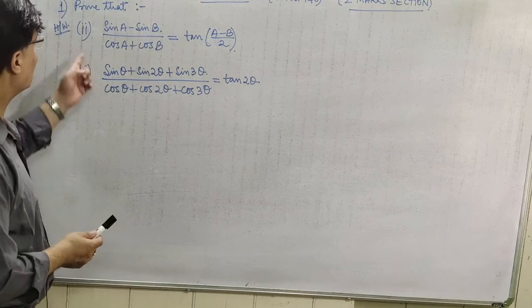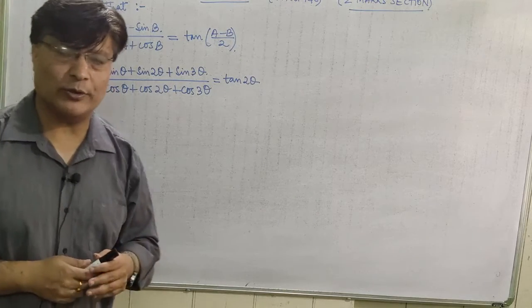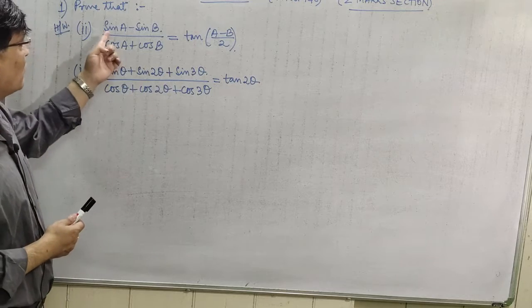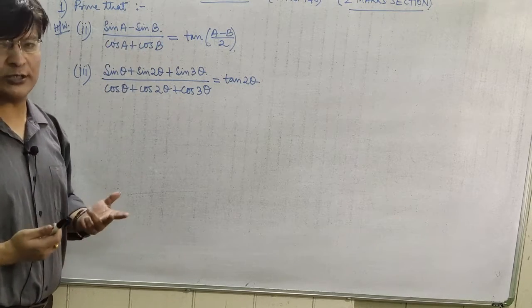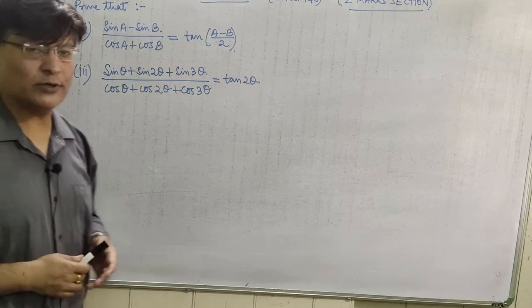Okay. So this problem number 2 is your homework. I will not give you the hint. You can do it at home. So you can prove it from left hand side to right hand side. You can use the formula of sin C minus sin D, and here you can use the formula of cos C plus cos D. Instead of C there is A, instead of D there is B. So you can use the formula.